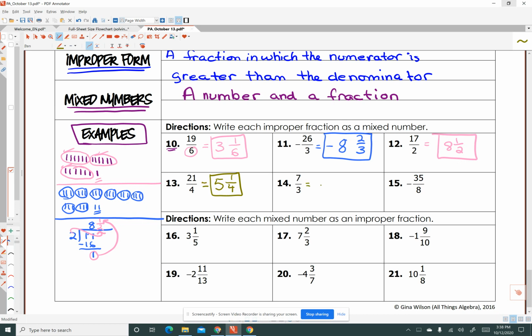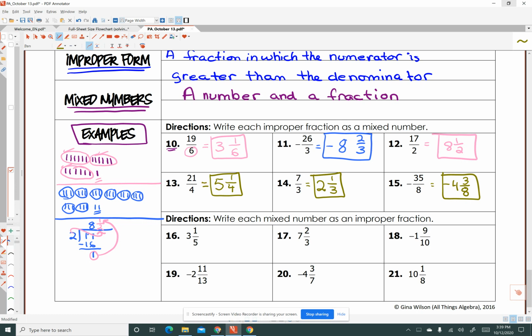3 is a factor of 7 because 7 is divisible by 3 2 times with 1/3 left over. And here we have a negative, so we have to make sure we include that. And 35 is divisible by 8 because 8 times 4 is 32, and we would have 3 left over. So it would be 4 3/8.